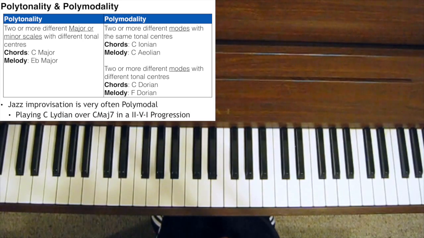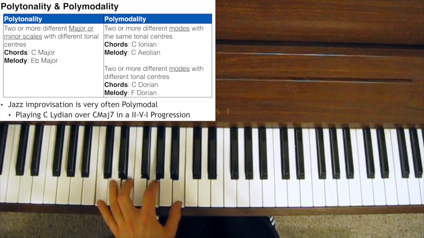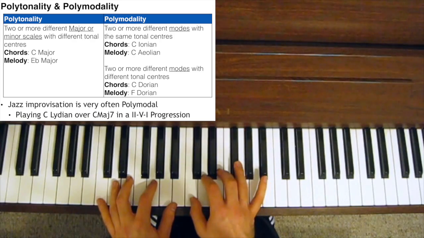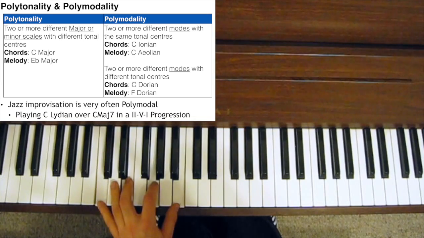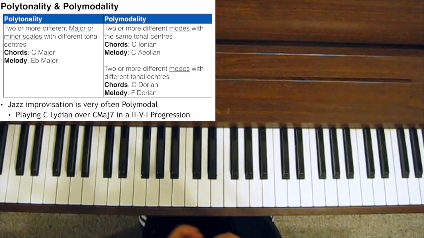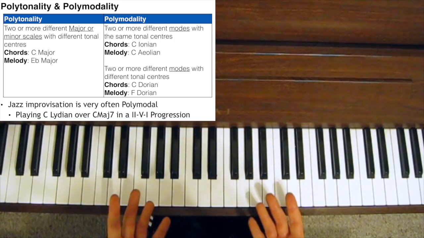Now, jazz improvisation is very often polymodal. So if you had a 2-5-1 in the key of C, often you would improvise using the C Lydian mode over the C major 7 chord. And that's essentially an example of polymodality or bimodality, that is, two different modes.